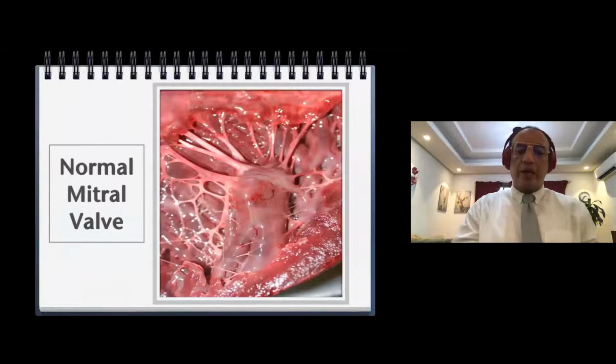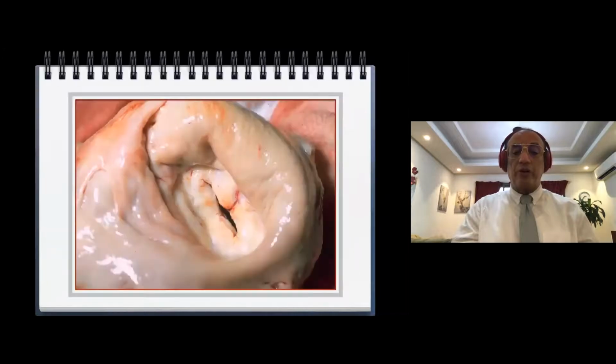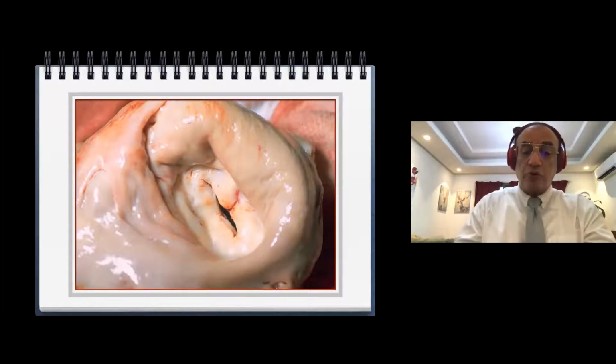Okay, this is the normal appearance of the mitral valve apparatus: chordae, papillary muscle, and chordae attached to the anterior leaflet and posterior leaflet. And this is now the fibrotic mitral valve after rheumatic fever. You can appreciate here a severe fibrosis involving the valve leaflet, fusion of the commissures.